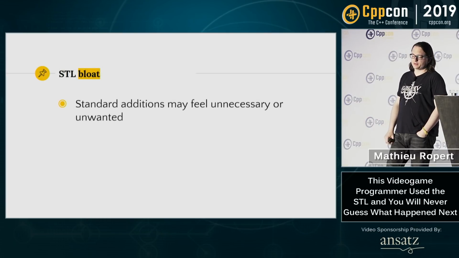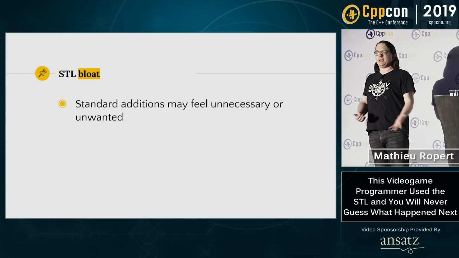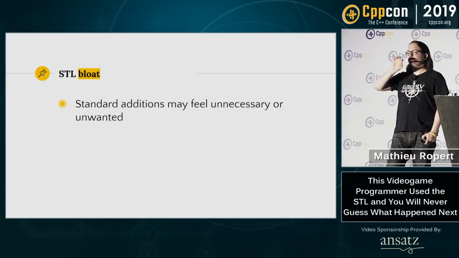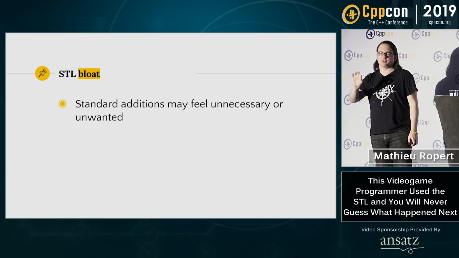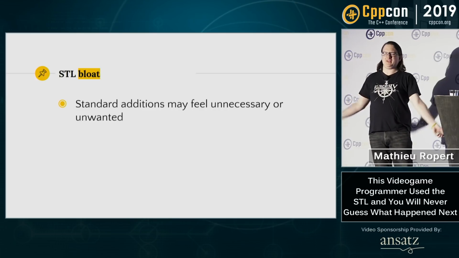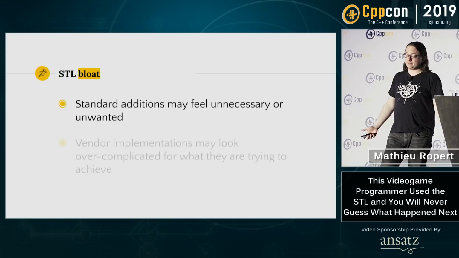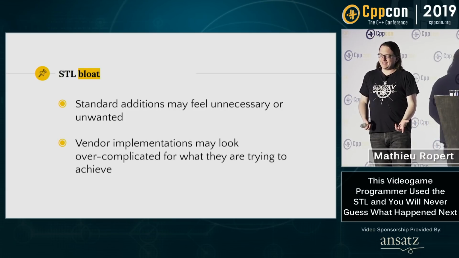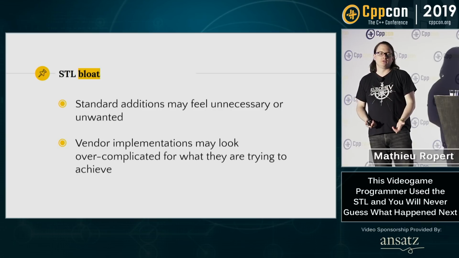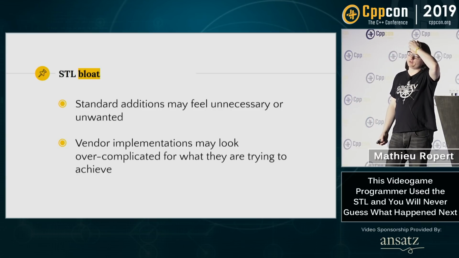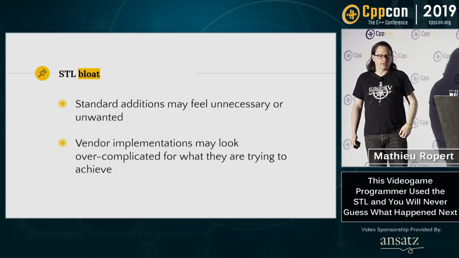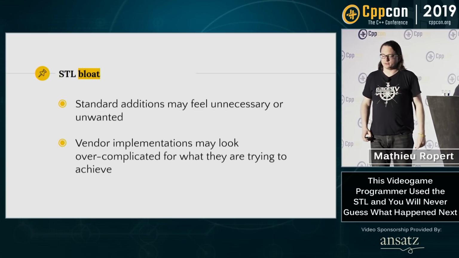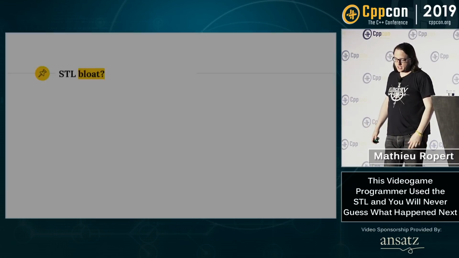That brings us to the bloat. And I'm kind of with those guys on this. I want to use some containers, some algorithms, some functionality, but it comes with a bunch of stuff I don't need. And I don't want to pay for it. It looks overcomplicated for what I'm trying to achieve. Have you ever tried to make a random number generator? I look up Mersenne Twister every time I have to do a random generator on the internet. I just can't remember it.